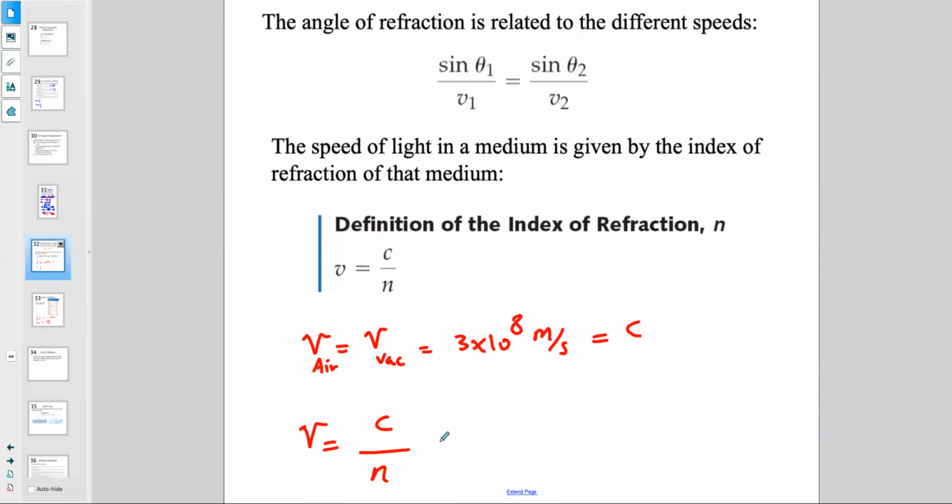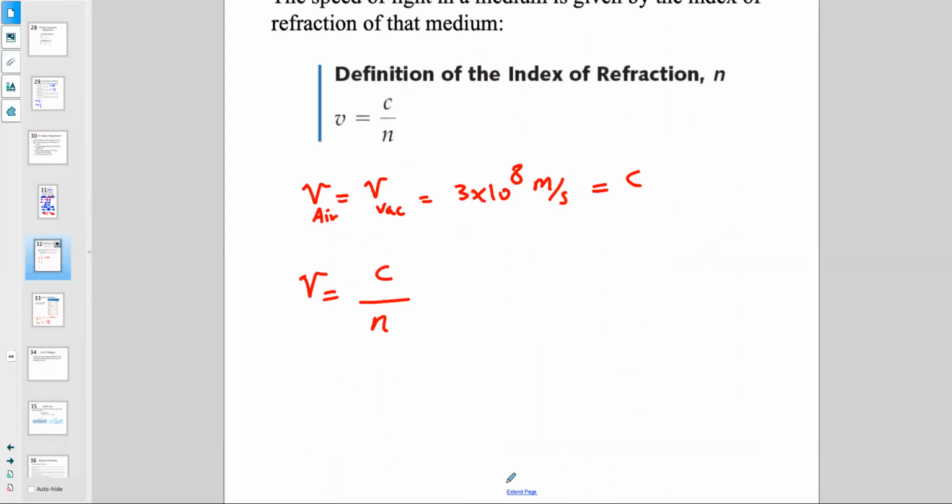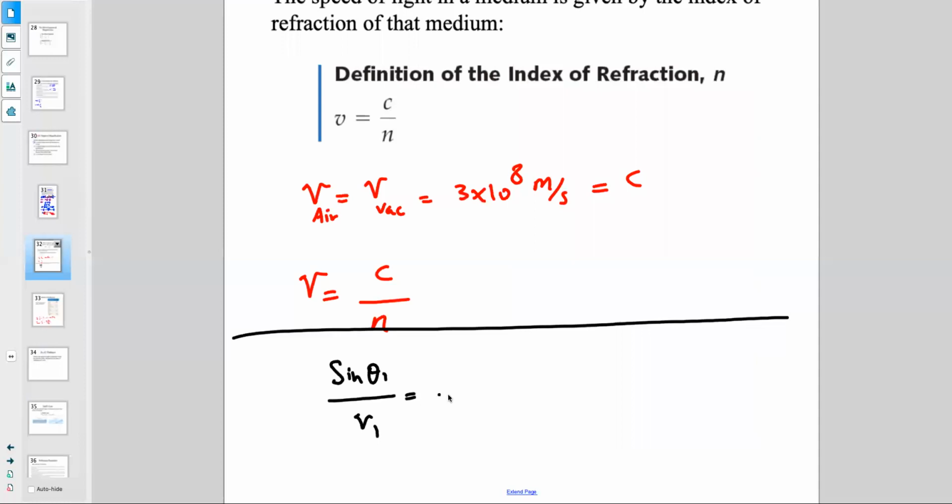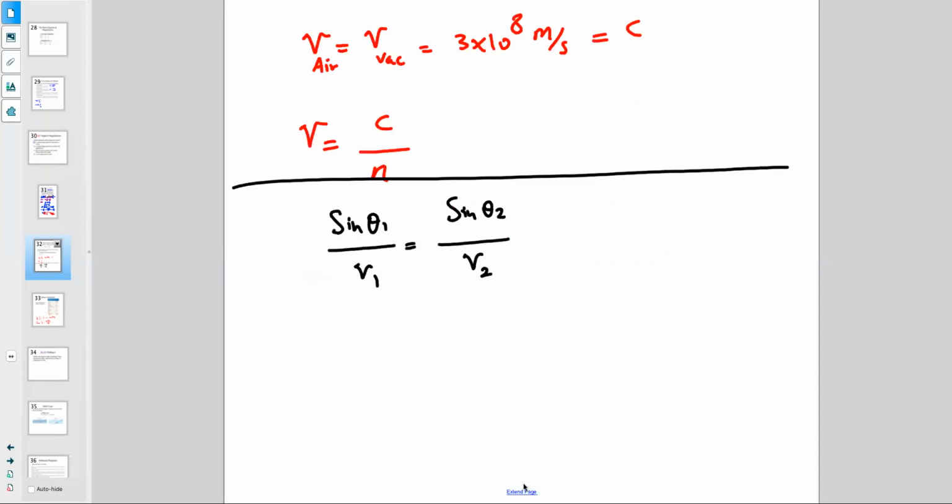Now, if I do a little trick here, and I substitute for this velocity c over n, let's see what we're getting. So based on the formula that we have, sine of theta 1 over v1 is equal to sine of theta 2 over v2. Okay, this is a ratio of light going from substance 1 to substance 2, from theta 1 to theta 2, with the velocity v1 going to velocity v2.